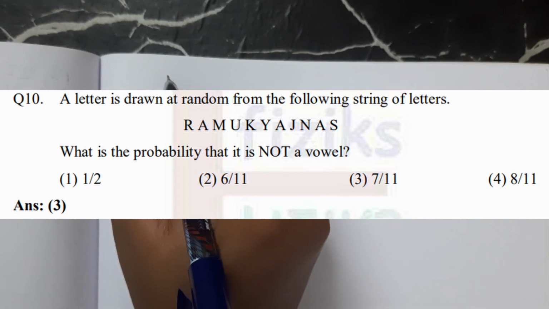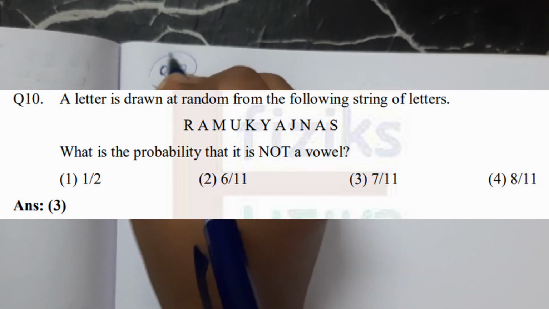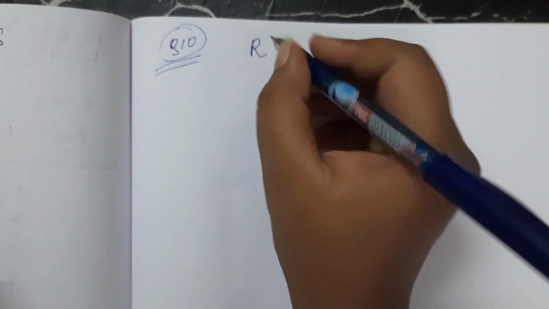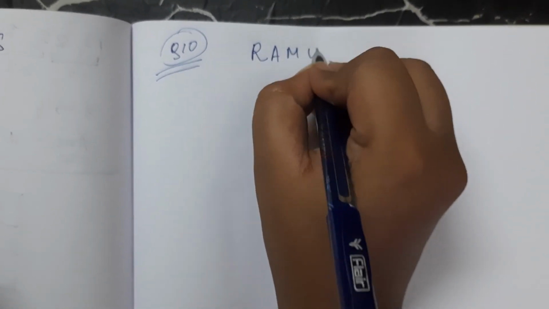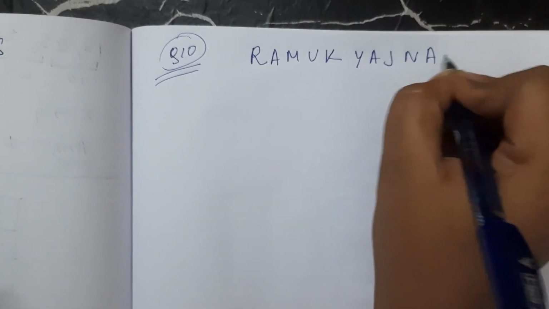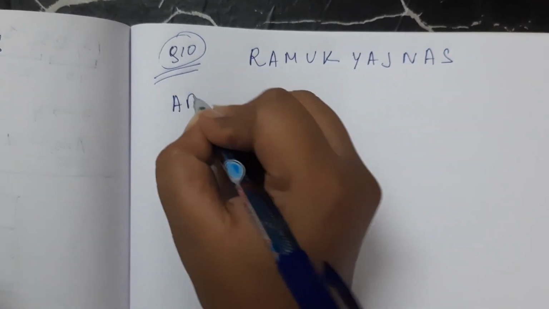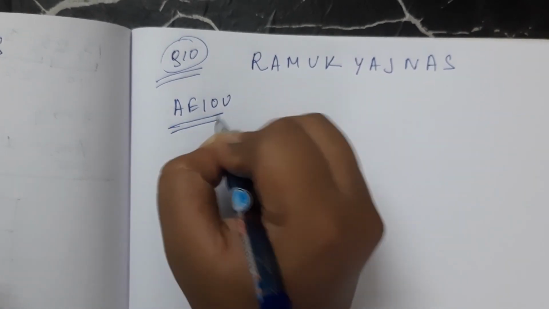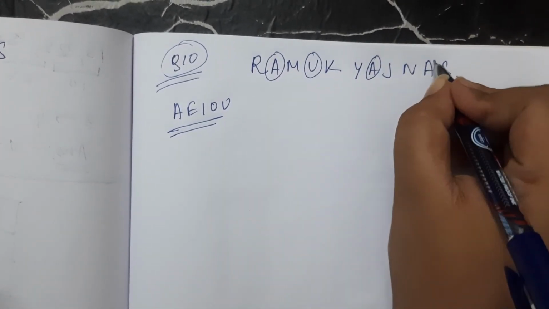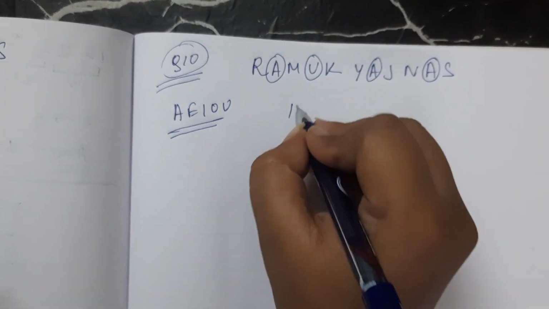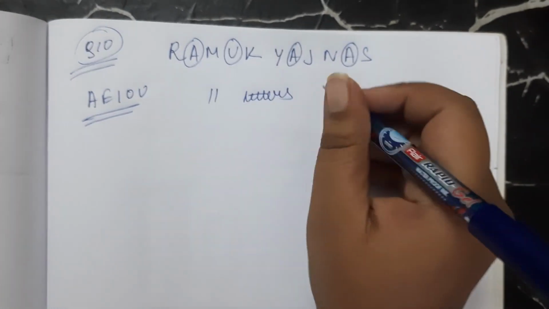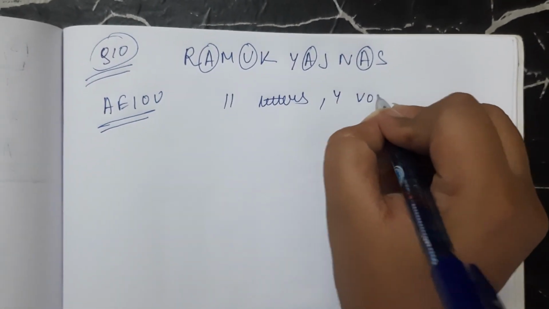First, let us write down the word. So this is question number 10. The word is actually a string of letters which goes like this: YAJNAS. So A, E, I, O, U are the vowels. So A here is a vowel, U here is a vowel, A and A. These are the vowels. In total we have 11 letters if you count, and among them we have 4 vowels.